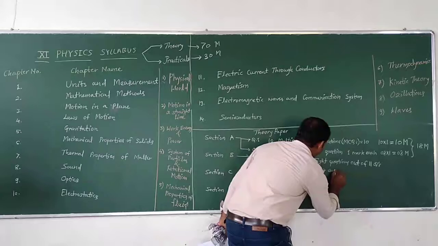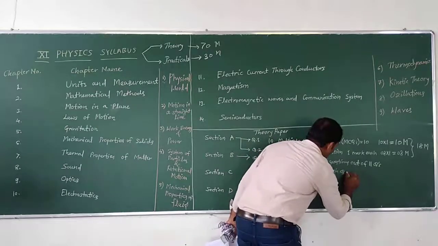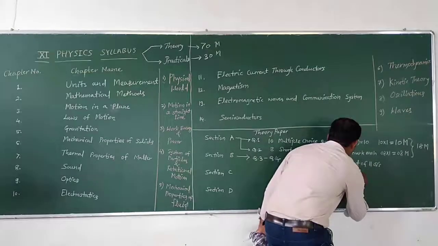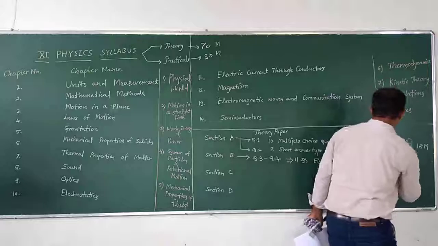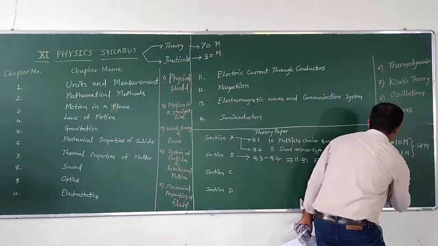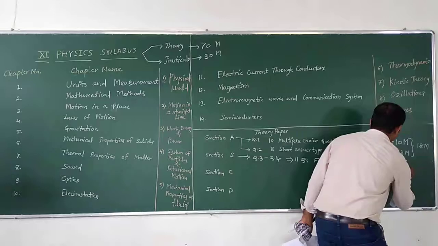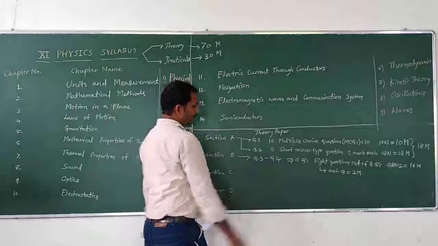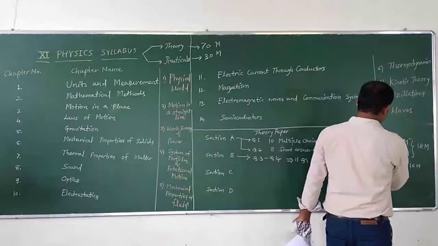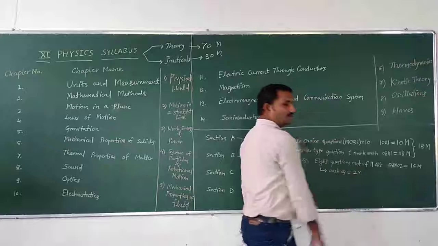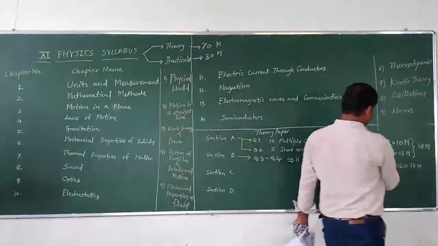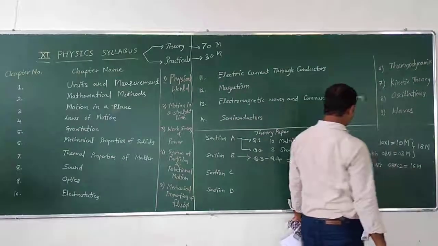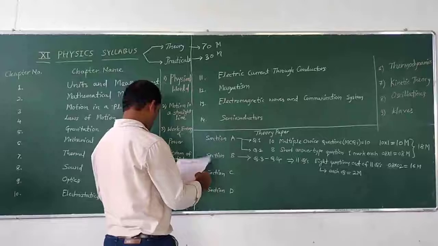So this section B contains 11 questions. Out of 11 questions, you have to write 8 questions. Each question will carry 2 marks. Then the total is 16 marks for section B.